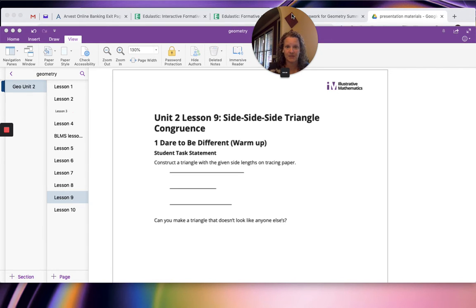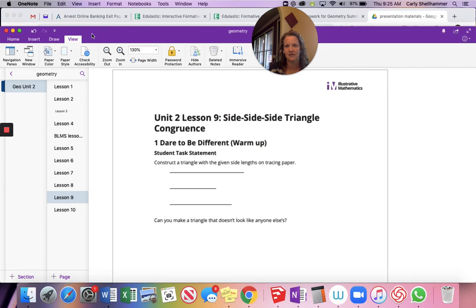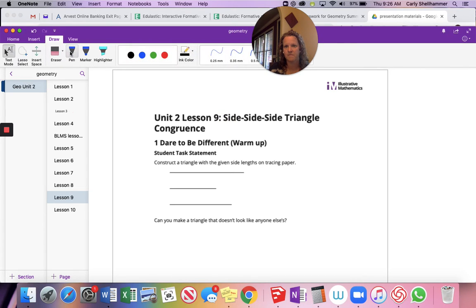Today we're going to be diving a bit into this side-side-side triangle congruence theorem. I've already talked about it a little bit, but we're going to go into it in more detail. That just means that when you have two triangles, and one side's congruent to one side, another side's congruent to another side, and the third is congruent to the third, then the triangles are congruent. You've proven it. All right, so let's look at our warm-up.